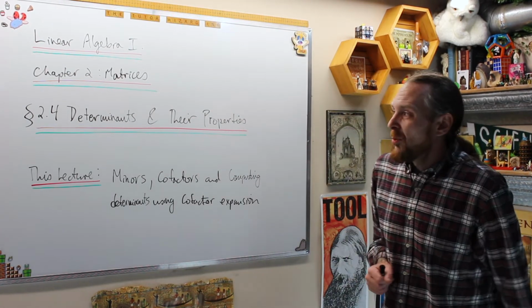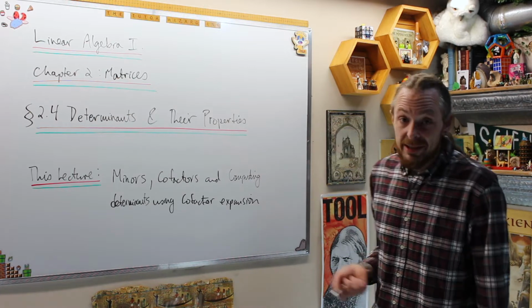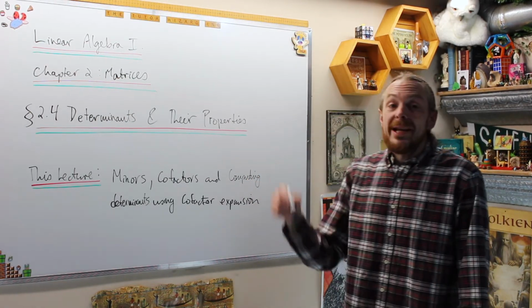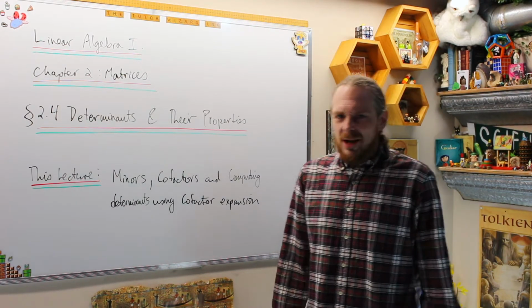We're doing Linear Algebra 1. This is Chapter 2, Matrices. Section 2.4 is Determinants and their Properties. Last time what we did was we gave the definition of an n by n matrix recursively. It's a horrible definition. You're not going to want to see it at all.